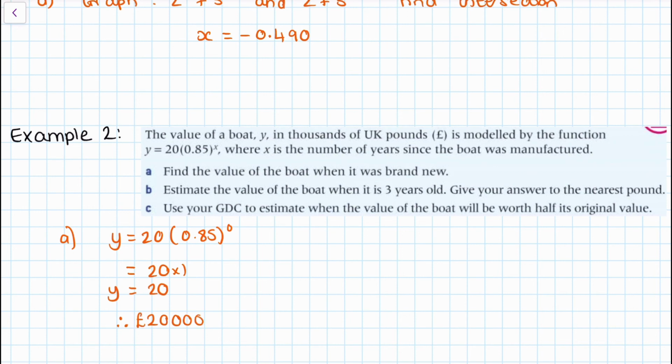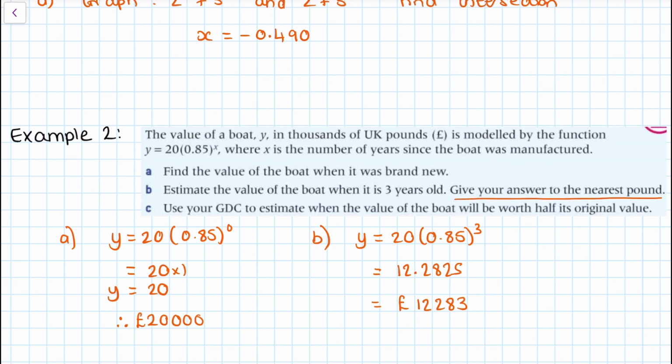B. Estimate the value of the boat when it is 3 years old. So now x is just 3. So y equals 20 multiplied by 0.85 to the power of 3. Put that in your calculator and you will find that the answer is 12.2825. So our final answer in pounds would be £12,283, to the nearest pound, because that's what the question does ask for.